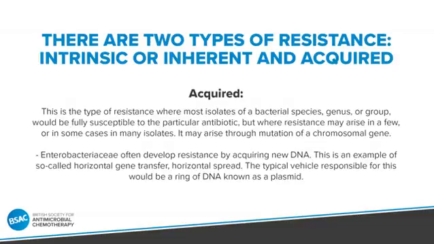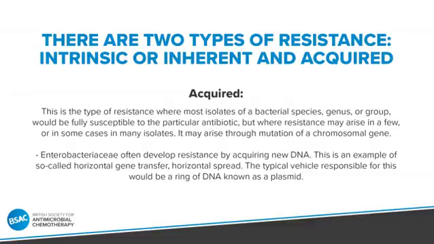Now, acquired resistance is a type of resistance where most isolates of a bacterial species, genus, or group start by being fully susceptible to the particular antibiotic, but resistance may arise in a few, or in some cases many, of their isolates. This resistance may arise through mutation of a chromosomal gene.